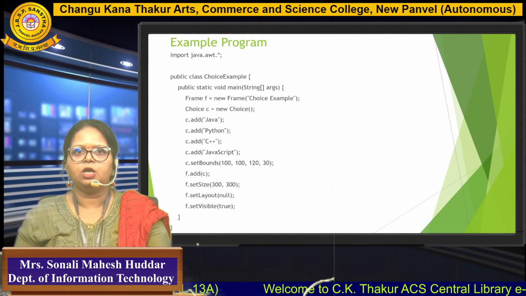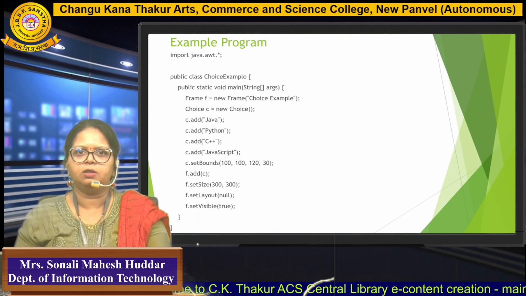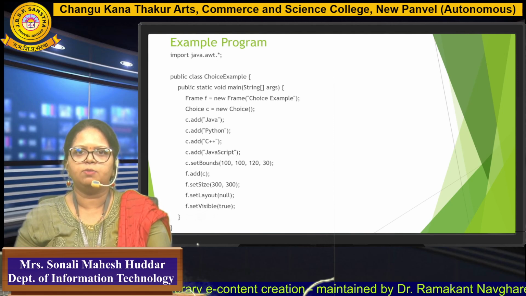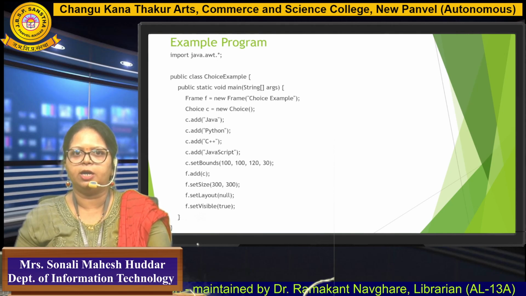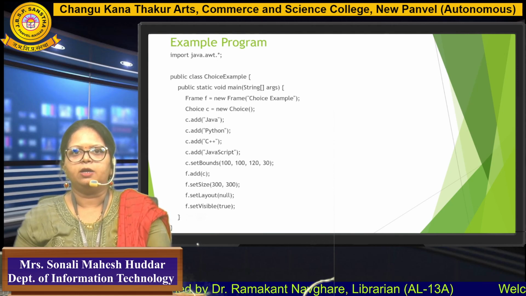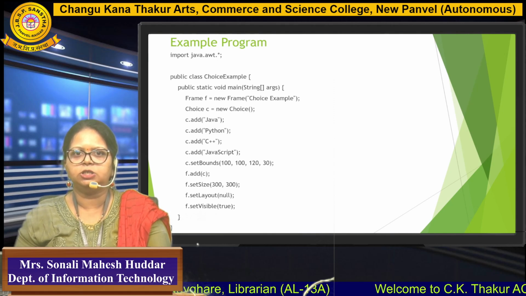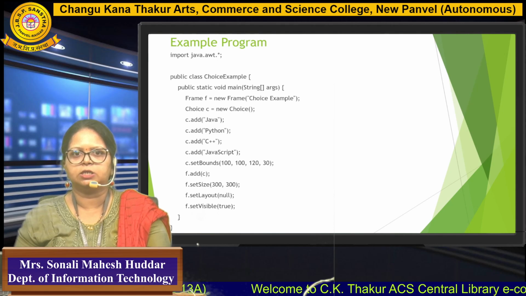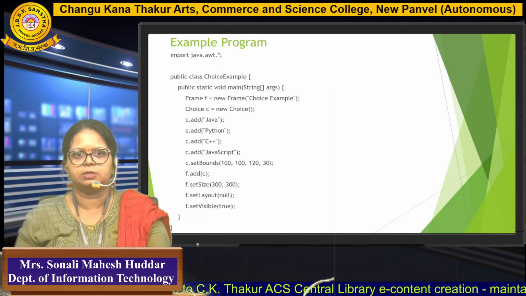Example program on this: import java.awt.*, then public class ChoiceExample, public static void main(String args[]). Under that you are creating one frame f, which is equal to new Frame, and for that frame you are providing the name as ChoiceExample. Choice c is equal to new Choice. Here you are creating the object of Choice class c, and you are adding multiple items to this choice. So c.add("Java"), c.add("Python"), c.add("C++"), c.add("JavaScript"). So a total of 4 languages you are adding for this choice.